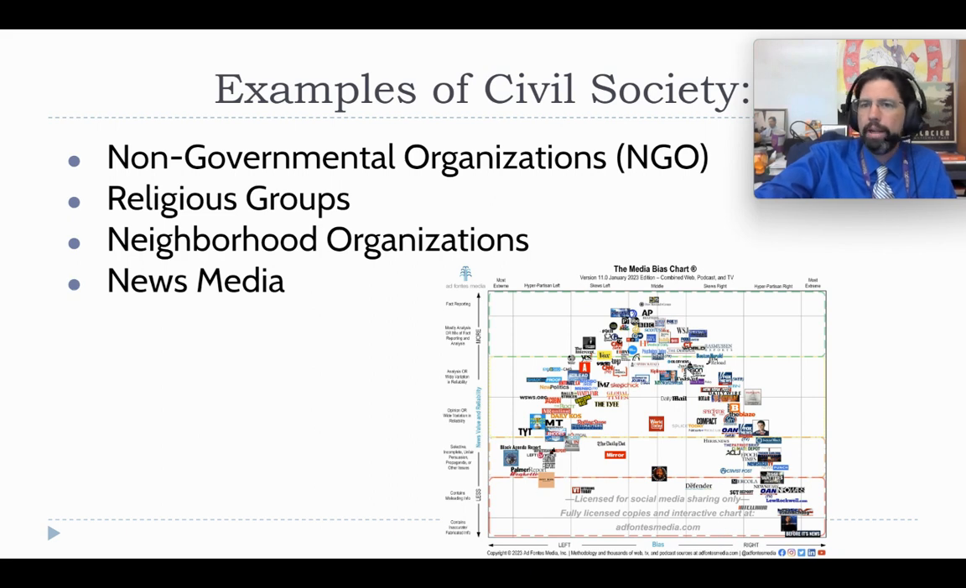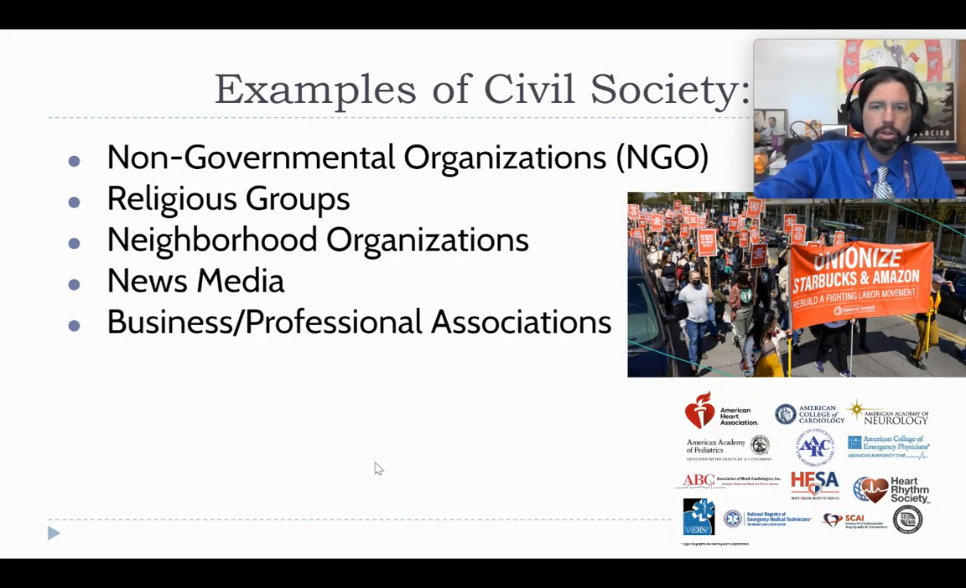Obviously, news media. We like more non-biased news media, but there's way more biased news media out there, and they're trying to expose certain segments, and what they choose to report on influences politics. Business and professional organizations, things like labor unions, the American Heart Association, American Academy of Neurology, all these different groups that represent certain kinds of jobs.